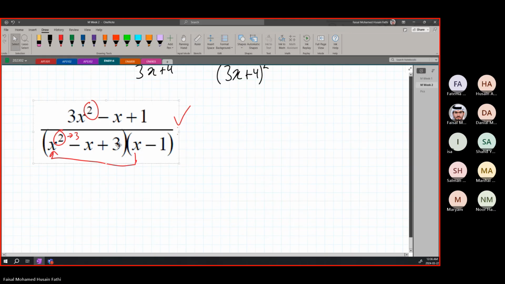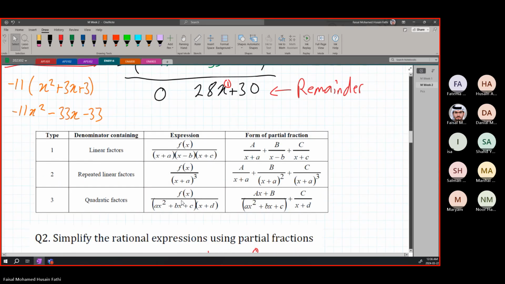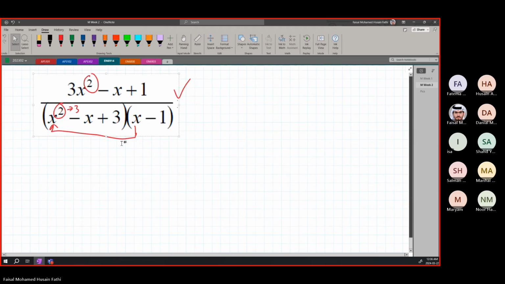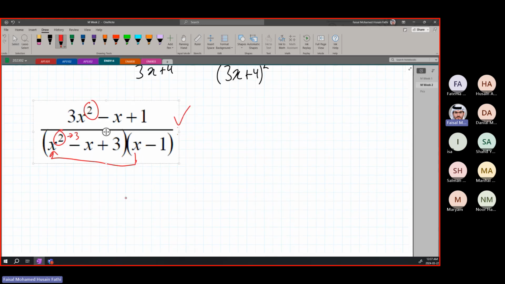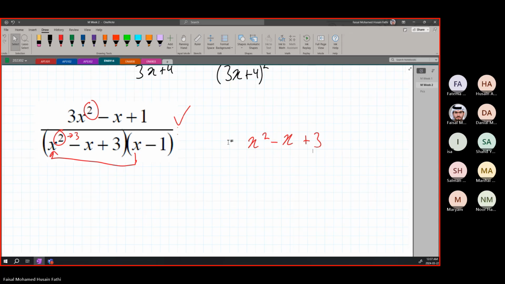Now, this equation, if you notice from the table, is very similar to the quadratic factors one. First thing you need to check is if you can factorize this expression, which is x squared minus x plus 3. And if you can factorize, it's going to be just a simple linear one that you can solve. So mod 5, 3. All right, you go to mod 5, 3. Here, a is equal to 1, b is equal to minus 1, and c is equal to 3.